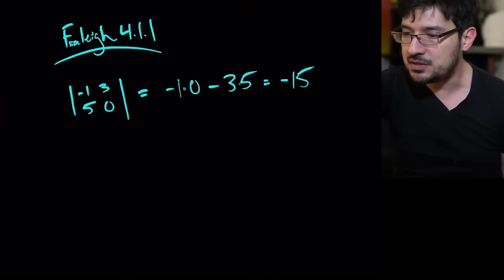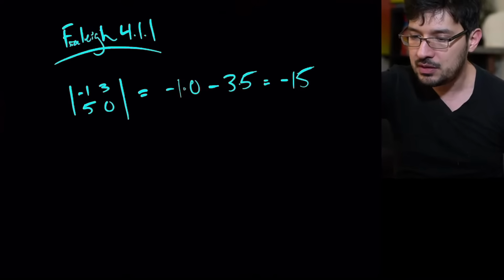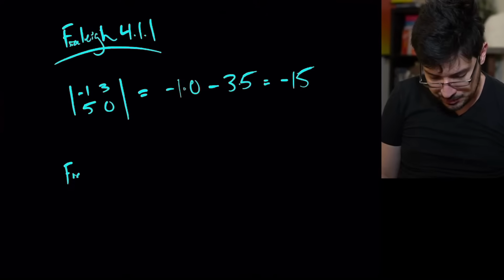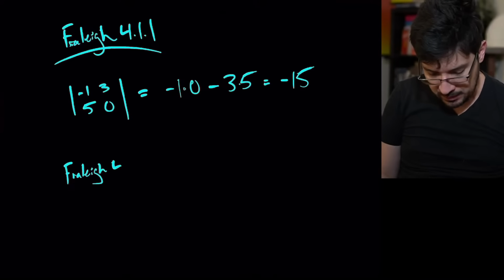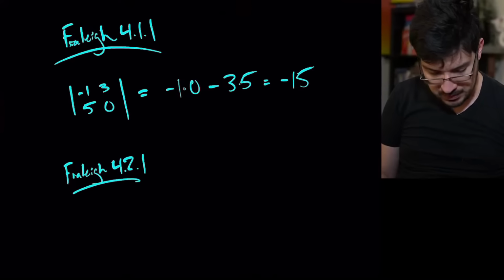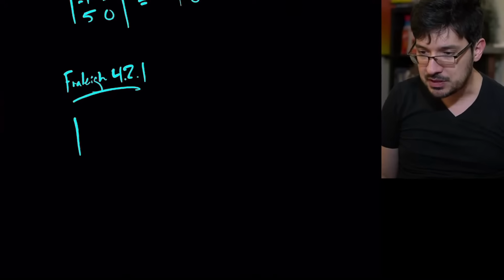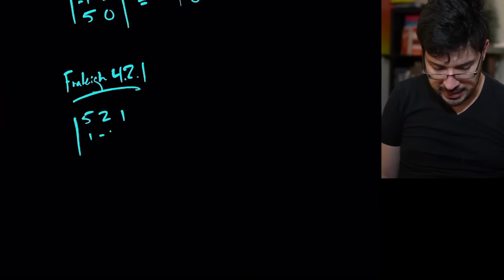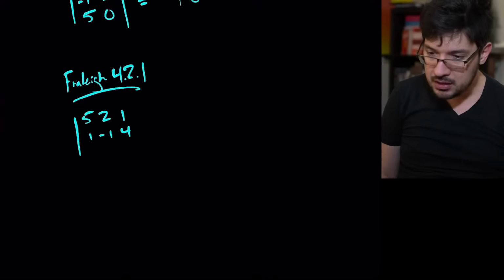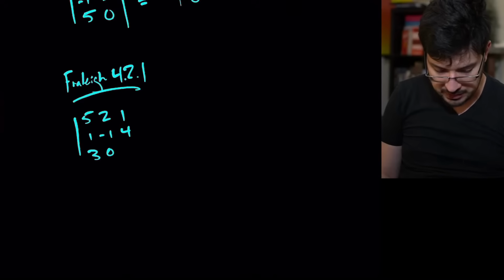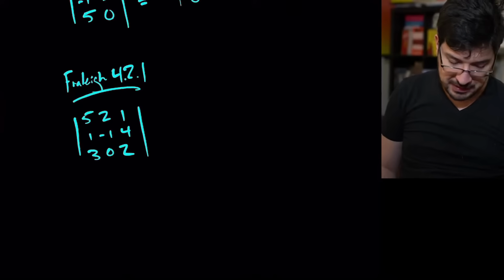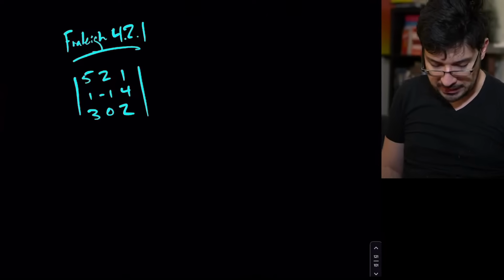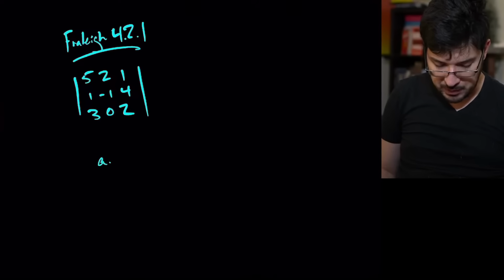All right, 4.2, the determinant of a square matrix. So, yeah, we're getting a lot of calculation problems in this book. 4.2.1. So now we're getting into some bigger matrices. Find this determinant: 5, 2, 1, 1, -1, 4, 3, 0, 2. Okay, so now something like this, there's a couple ways. We can do expansion by minors. I'm going to solve this 2 ways.